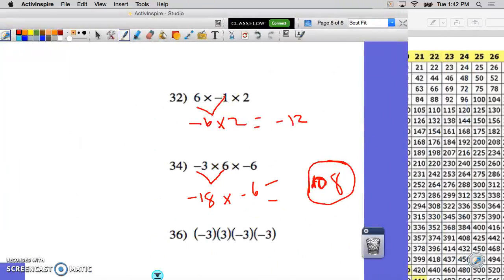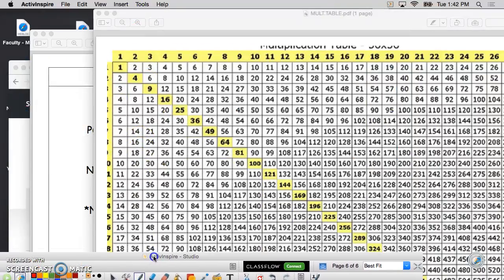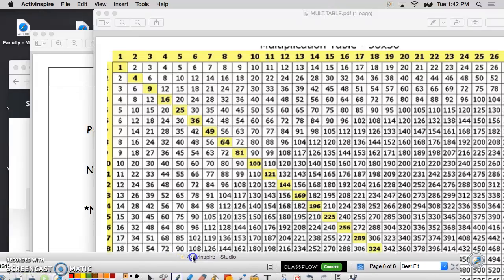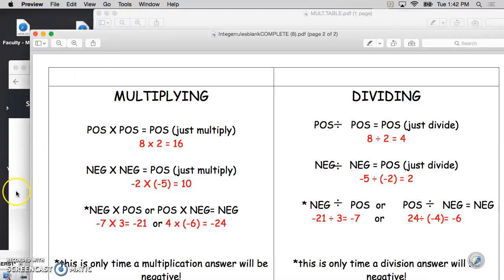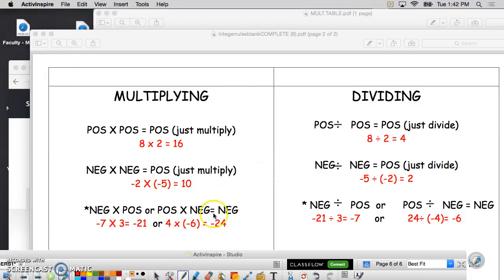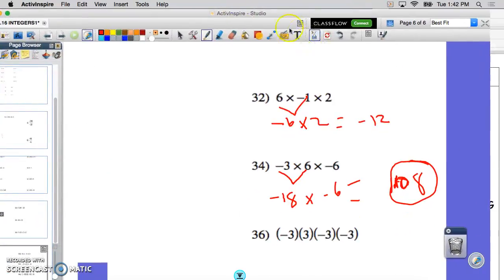108. Okay. I'm checking to see if that's right. 18 times 6. Because, you know, sometimes I don't do my math right. 18 times 6. Ah, it is 108. It's right here. Okay. Now I feel confident enough to move on to the next one.